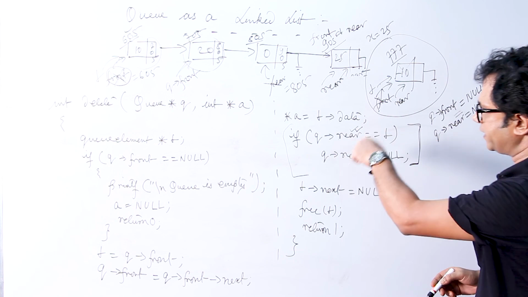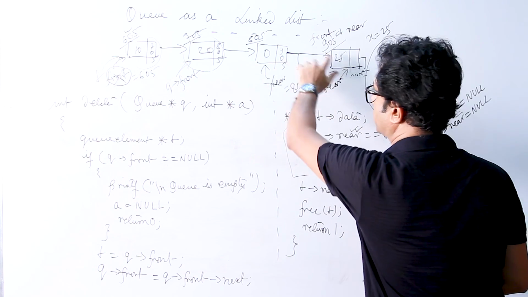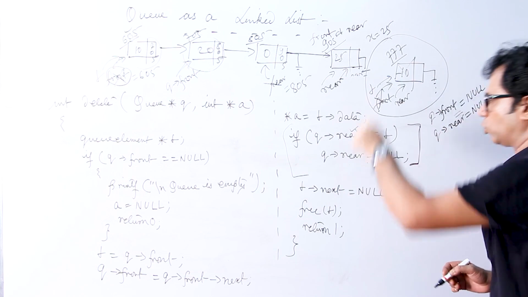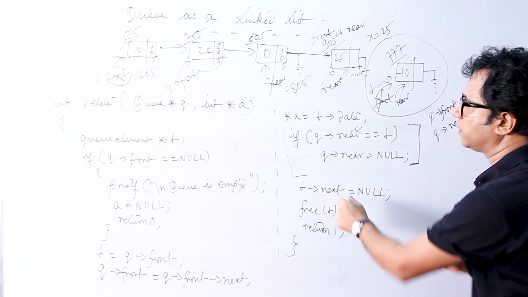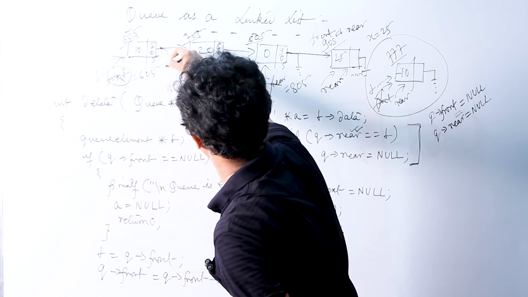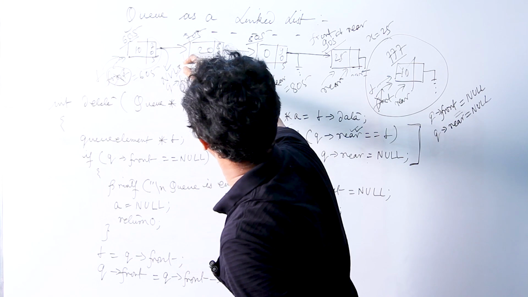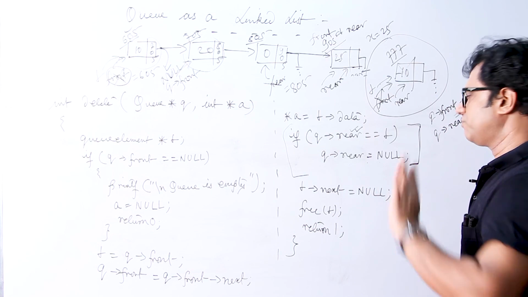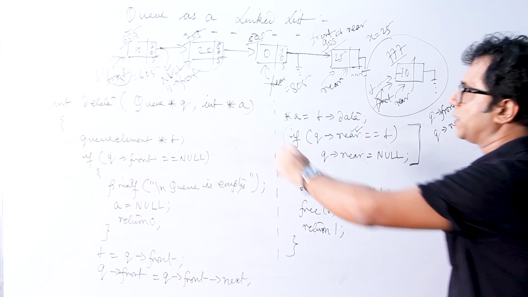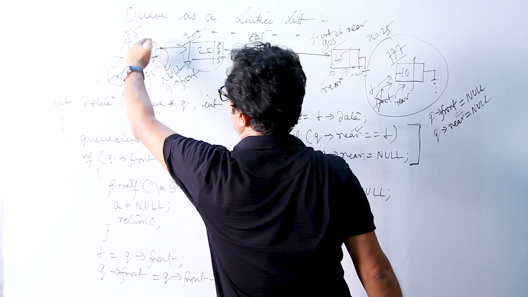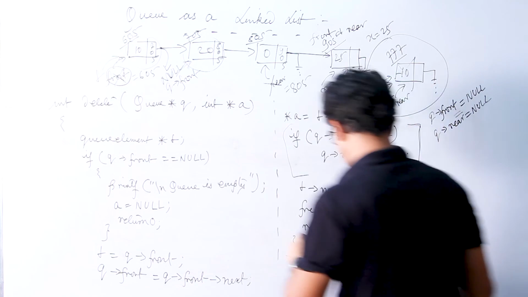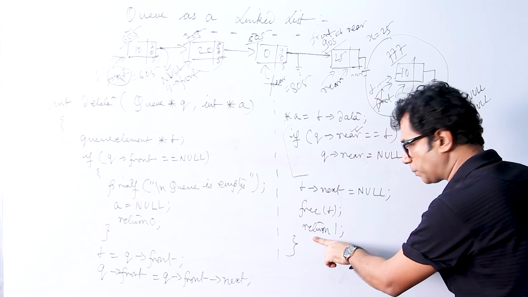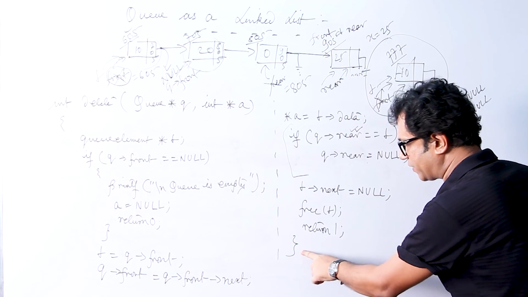After that, we again come to the generalized case containing 4 nodes. T next is equal to null. T next means this one. T next becomes null. It is delinked. And now we have written free T. We have freed T and returned the memory which was occupied by the memory location 605 to the memory pool. And then, since it is a successful operation, I have returned 1, and that is the end of the function.